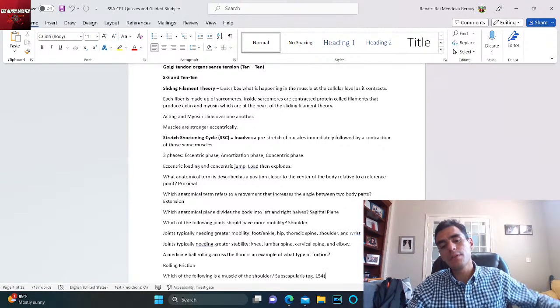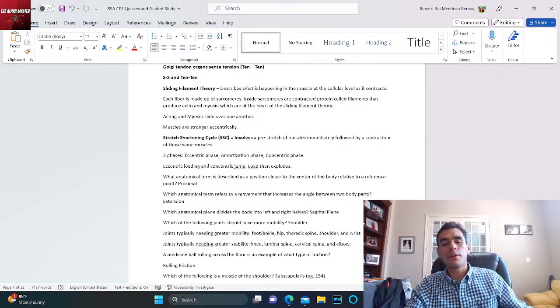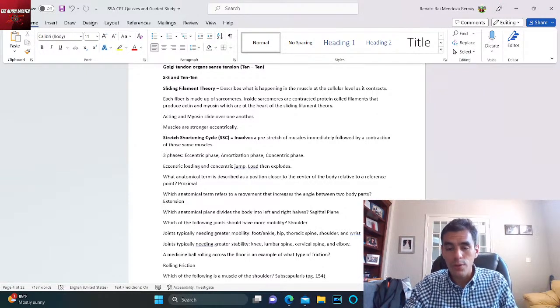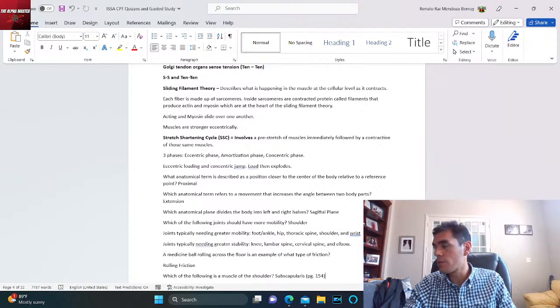Which of the following is the muscle of the shoulder? A muscle of the shoulder is going to be the subscapularis. You also have the infraspinatus, supraspinatus, and the teres minor.